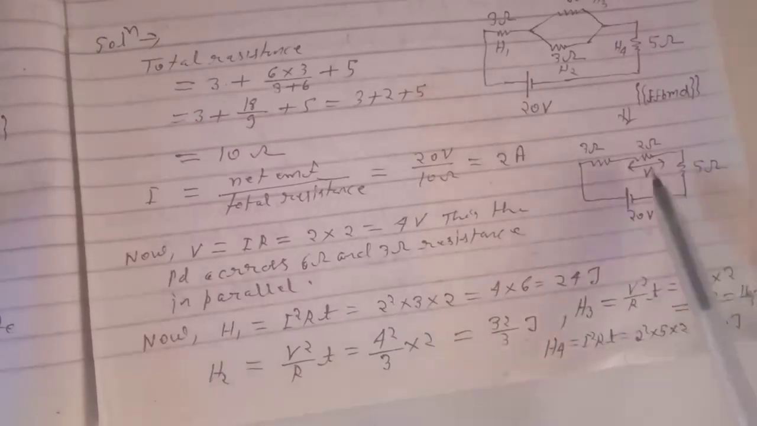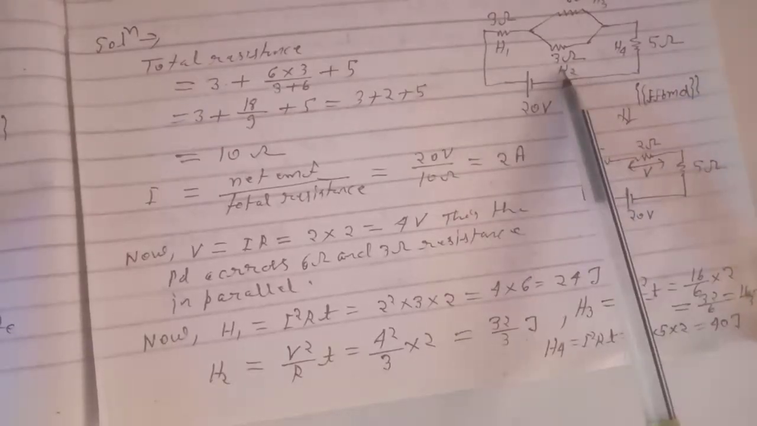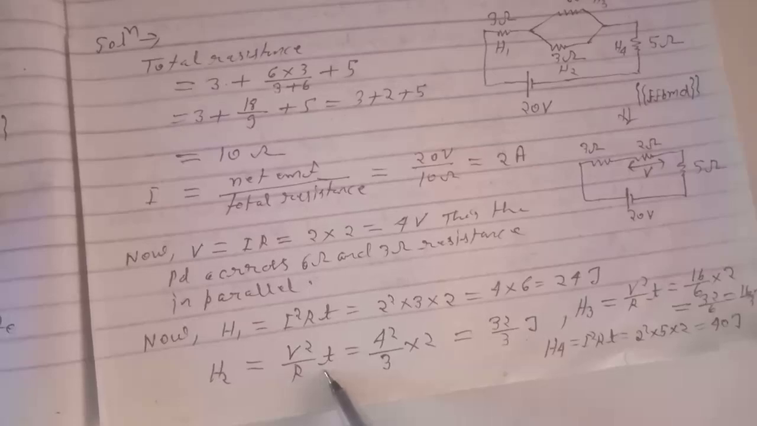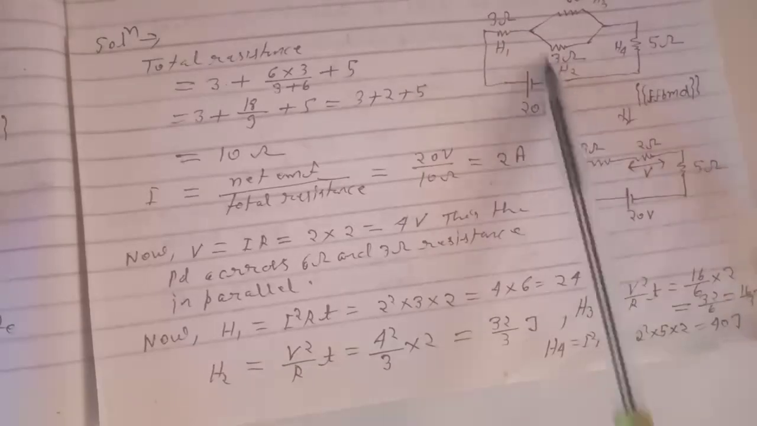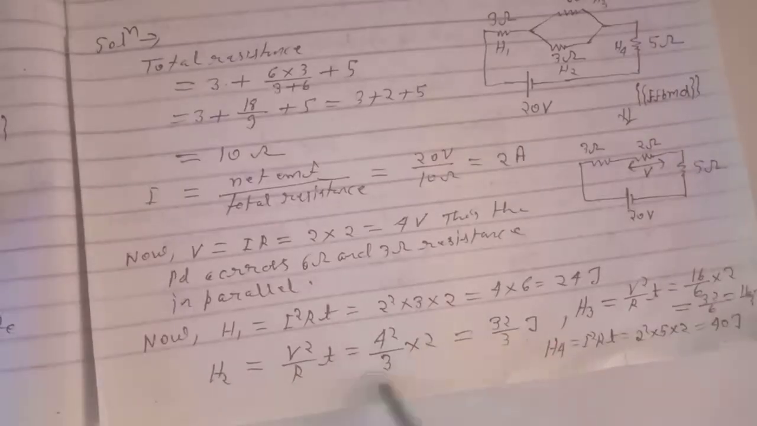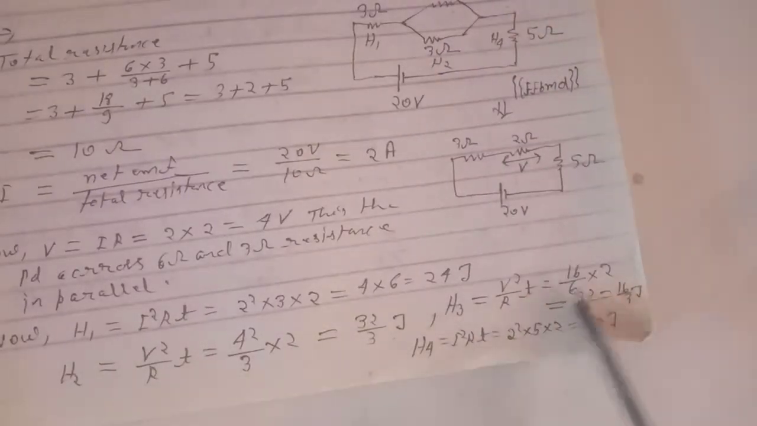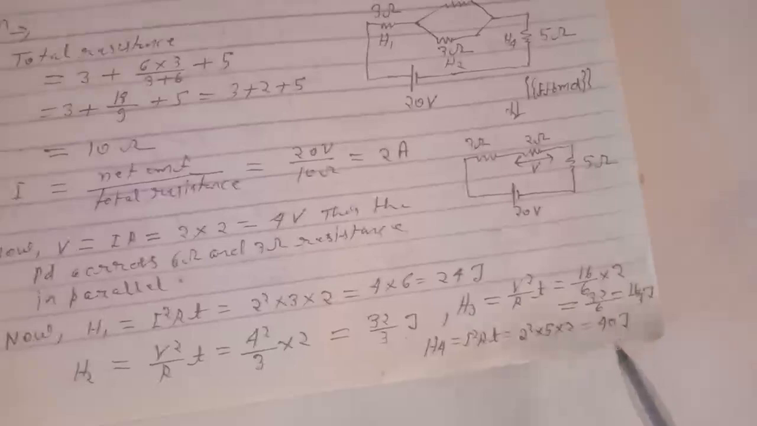Similarly H2 will be V squared by R into t, because the potential across this is 4 volt and the resistance is 3, so 4 squared by 3 into 2, or 32 by 3 joule. Similarly H3, the heat generated in this resistance, is V squared by R into t, 16 by 6 into 2, or 32 by 6, or 16 by 3 joule. And H4 will be I squared R into t, 2 squared into 5 into 2, equal to 40 joule. Answer.